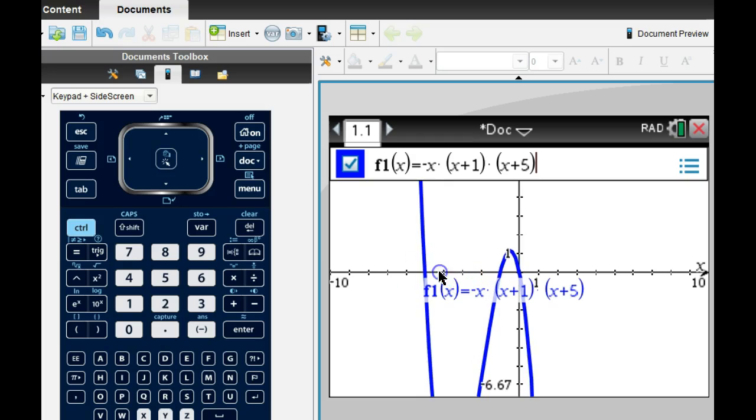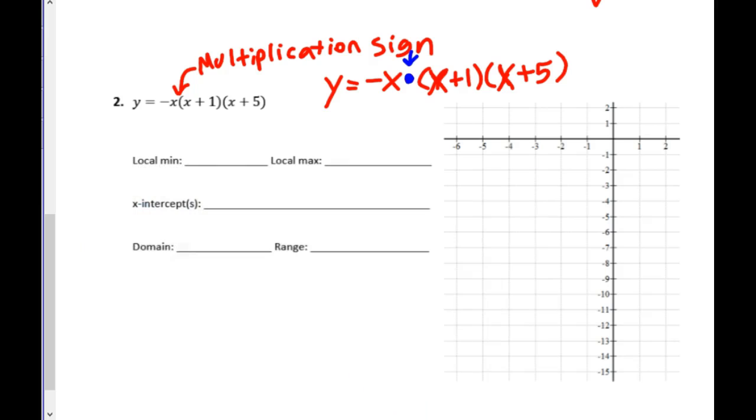1, 2, 3, 4. Negative 5 is an x-intercept, right? Negative 1 is an x-intercept, and 0 is an x-intercept. So let's plot those on the graph. Negative 5, negative 1, and 0. And then we can actually put that on the x-intercepts down here. Negative 5, comma 0. Negative 1, comma 0. 0, comma 0. Got my 3 x-intercepts.